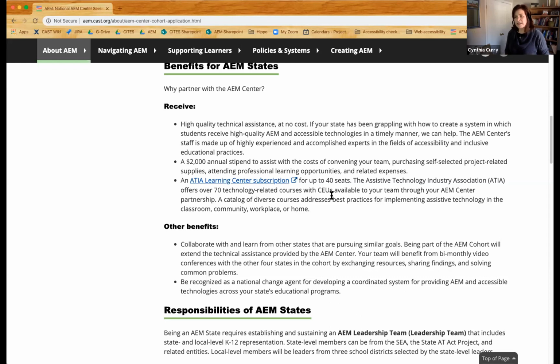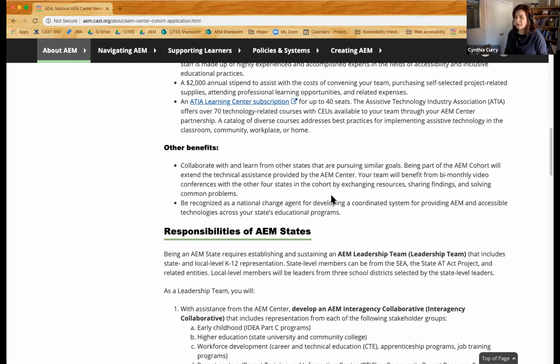And you also will get an ATIA Learning Center subscription. So ATIA, the Assistive Technology Industry Association, has an online learning program. And as part of our partnership with ATIA in this project, each state will get 40 seats licensed to that subscription. And some other benefits, obviously, collaborating with other states in this process, and also to be recognized as a national change agent. So we find that this can be a motivator for some states because it gives you an opportunity to co-present, share the resources that you're developing, be looked up to as a critical friend to other states as you're scaling up this work. So it brings a lot of visibility to the good work that your state is doing, which is always a good thing.